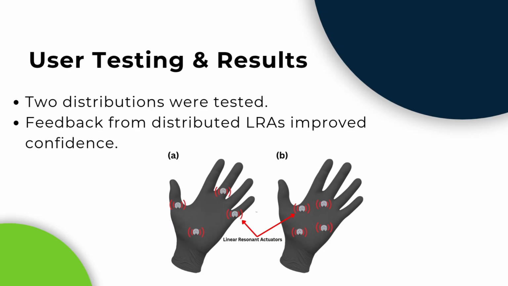Now we are on the haptic glove evaluation. For the glove, we tested two different LRA layouts. One configuration places actuators on the thumb, middle finger, pinky, and palm. The other places all LRAs in the palm only. This allows us to compare directional perception and user preference across both setups, and the feedback from the distributed LRAs improved the confidence in the people who tested.